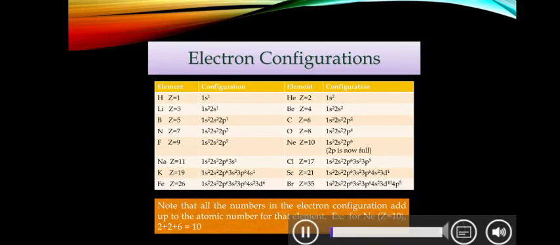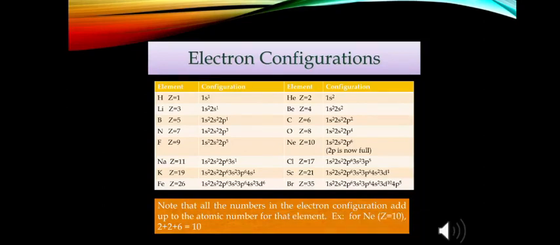So in this slide, electronic configurations of different atoms are given. For example, for hydrogen, atomic number 1, it is 1s1. For helium, it is 1s2. For lithium, it is 1s2, 2s1. For beryllium, it's 1s2, 2s2. Similar for different atoms: boron, carbon, nitrogen, oxygen, fluorine and neon.